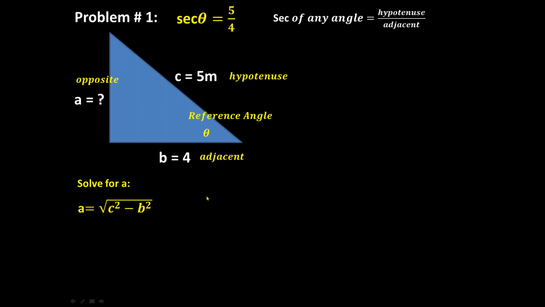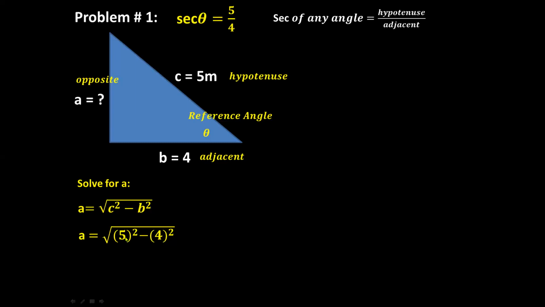Ang ibig sabihin niyan, direct substitution na lang tayo. A is equal to the square root of 5 squared minus 4 squared. Kasi nga ang value ng C is 5, kaya 5 squared, minus ang value ng B is 4, that's why 4 squared. So A now is equal to the square root of 5 squared minus 4 squared.